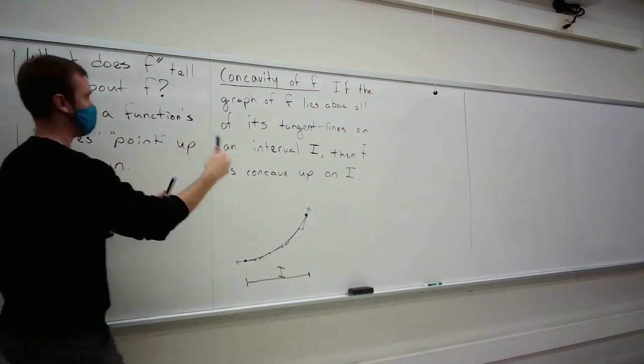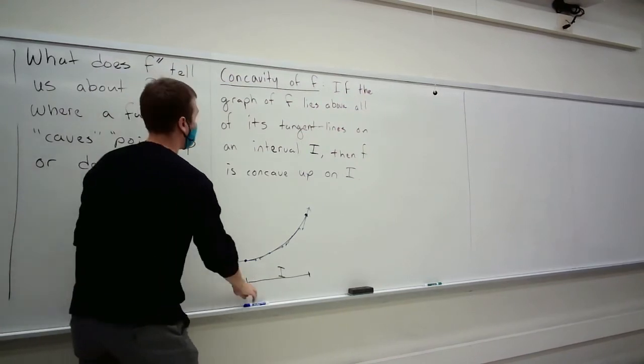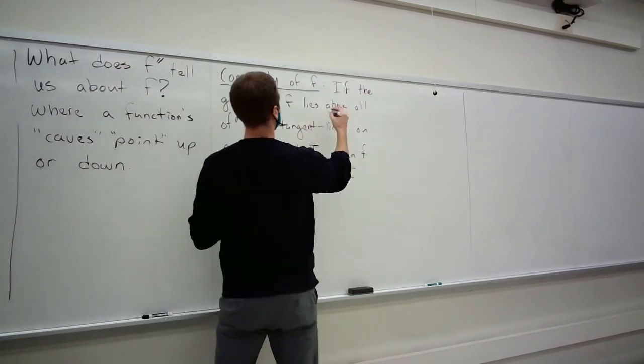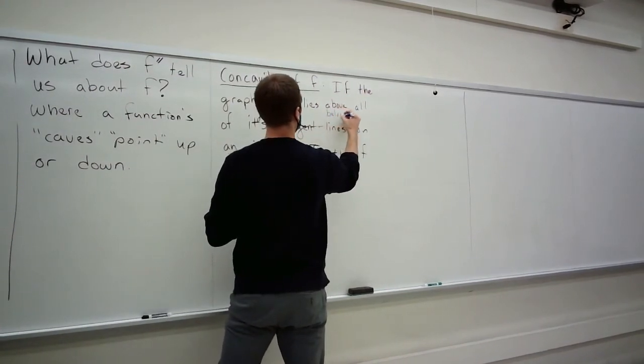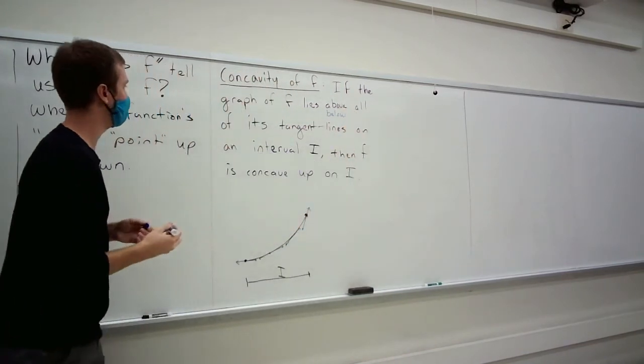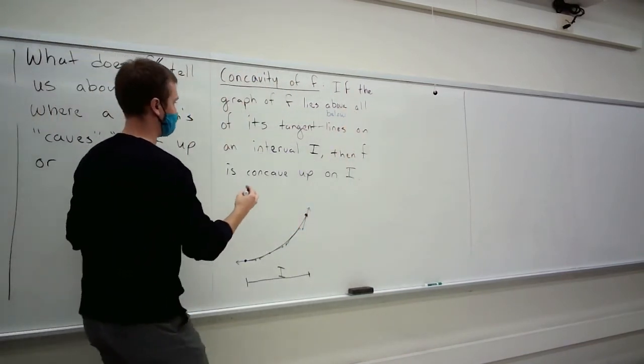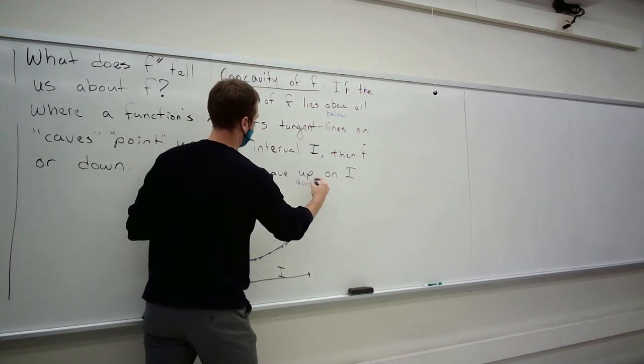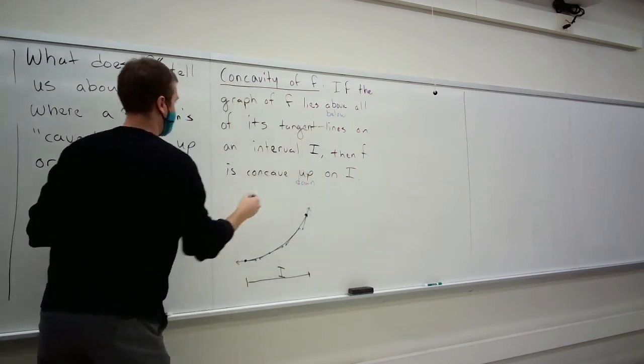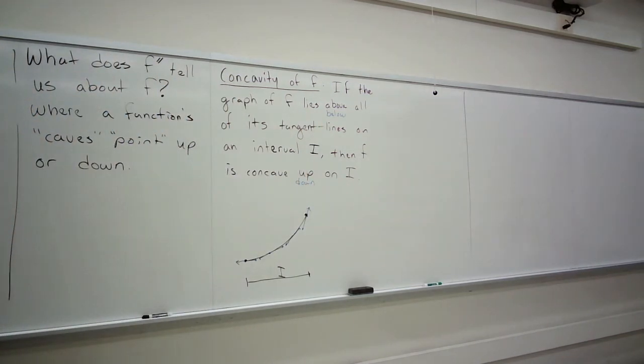So if I mix this up a little bit and say f lies below all of its tangent lines on the interval, then f is concave down. If I write that word and this word instead of above and up, we get the other one. This is a nice technical way of talking about the concavity of something, instead of drawing pictures and playing the game of picking any two points.